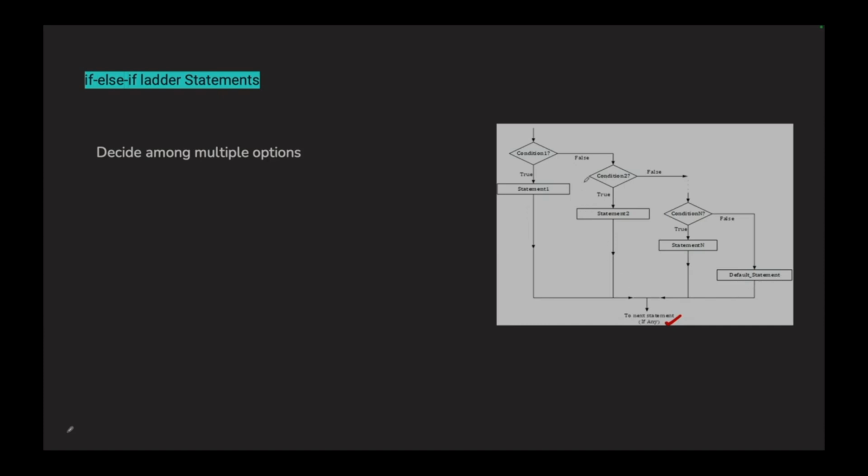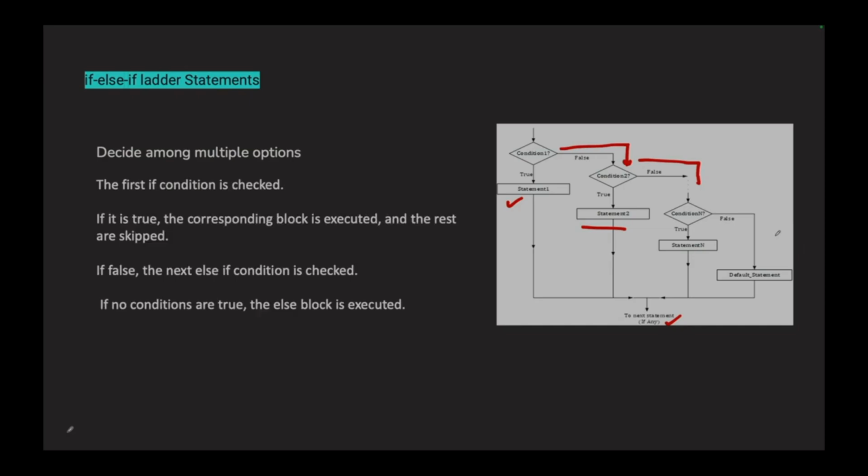What is happening here is if the condition is true, one statement will be executed. If false, it will only check another condition. If it is false again, then it will go to the next condition and continue its execution. It is like the ladder. The first if condition is checked. If it is true, the corresponding block will be executed and the rest are skipped. If false, else if condition is checked. If no condition is true, the else block is executed.